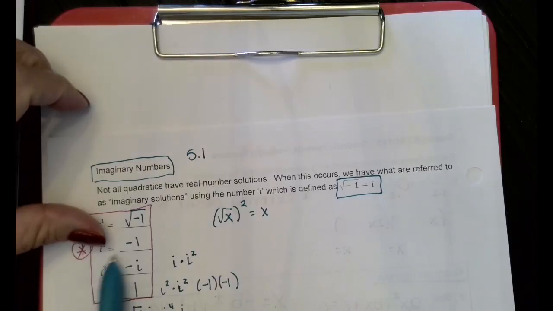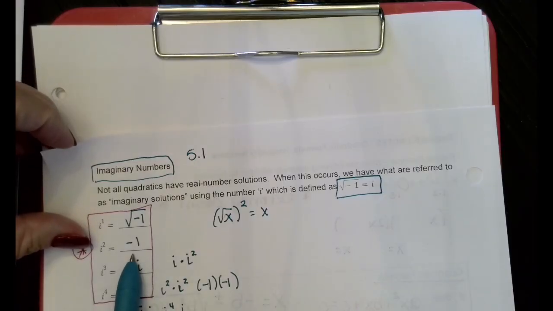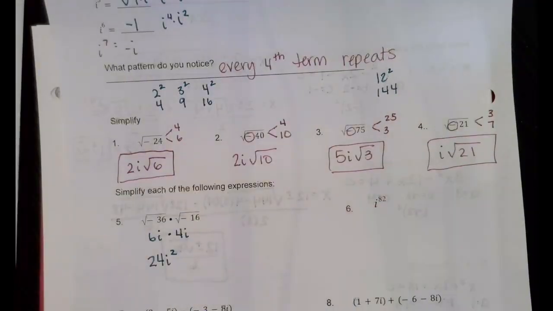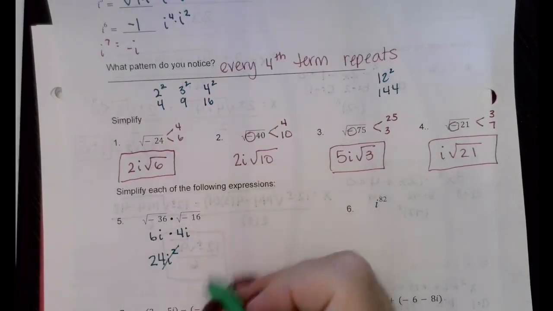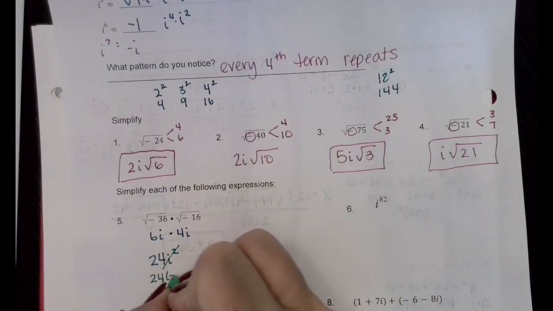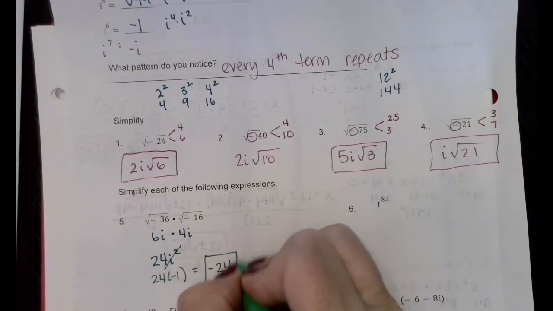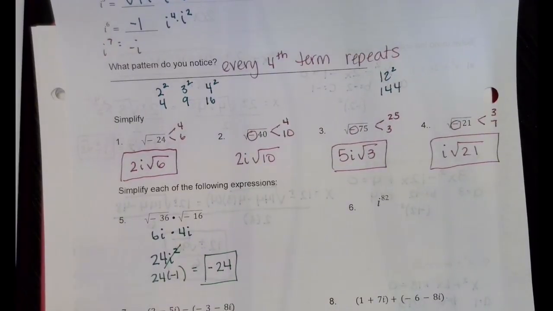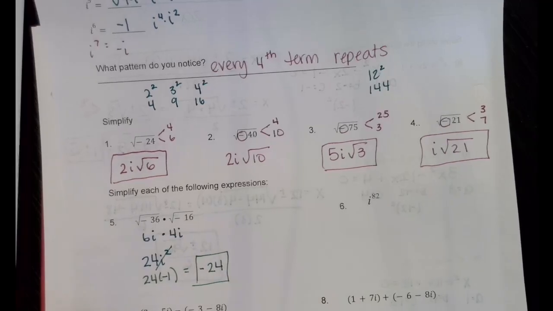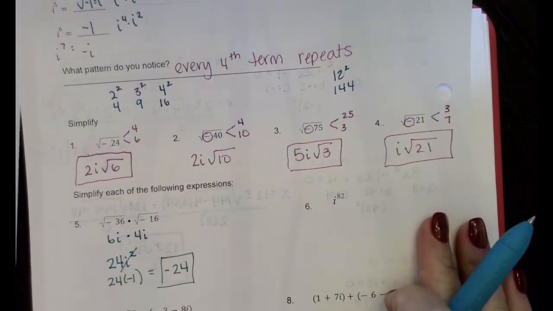Now, we're not done because we know that i squared is the same as -1. So this i squared term that I have right here is going to go away, and I'm going to have 24 times -1. So this value becomes -24. And that's my final answer. Okay? Now, this is kind of tricky.